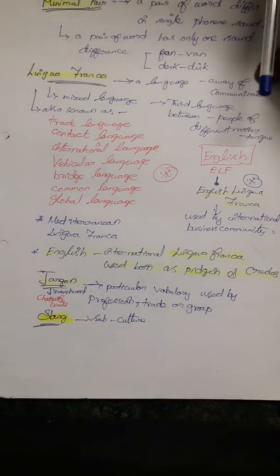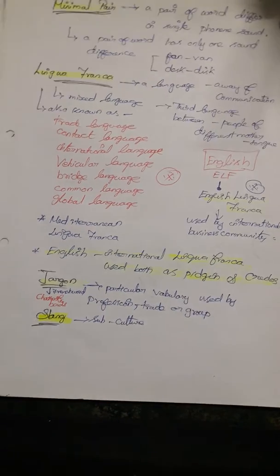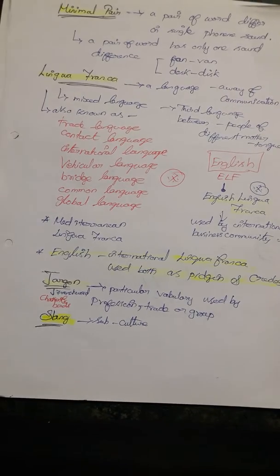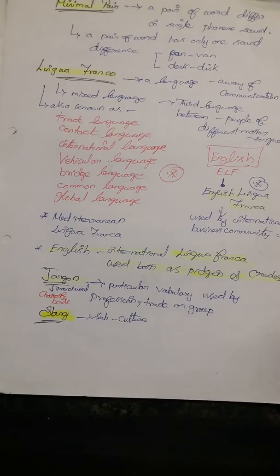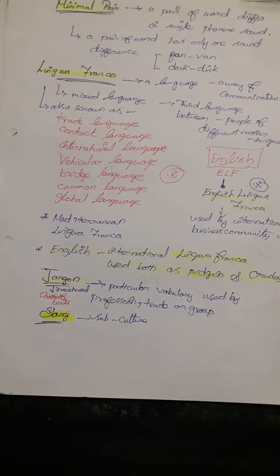A minimal pair is a pair of words that differs in a single phoneme, a single sound difference only, like fan and van, desk and risk, tin and din, similarly.